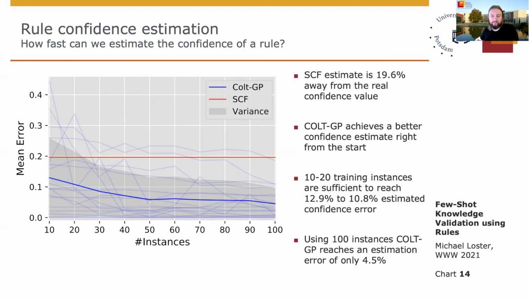We observed that COLD-GP is more accurate at estimating the average rule confidence than AMIE's SCF estimate from the start. As we proceed, we find that 10 to 20 training instances are sufficient to achieve an average confidence estimation error of 12.9 to 10.8%. As the number of training data increases, the estimation error further decreases and reaches its lowest value of 4.5% with 100 training instances.